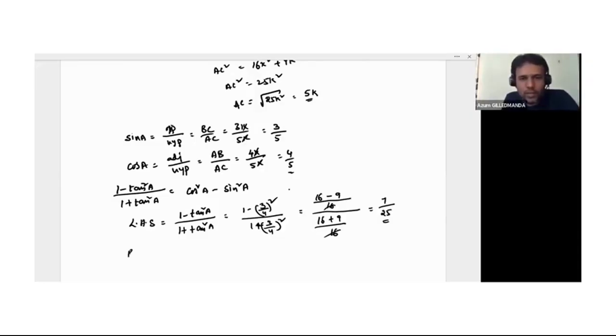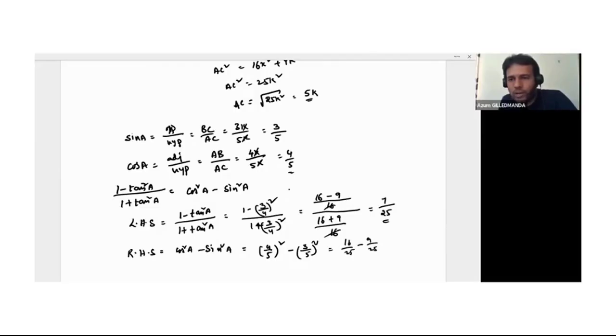Now take the right-hand side and find the value, RHS. What was the RHS? Cos square A minus sin square A. We know the sin A and cos A values, right? Cos A is 4 by 5, so 4 by 5 whole square minus sin A, which is 3 by 5 whole square. This is 16 by 25 minus 9 by 25. So the LCM is 25 and 16 minus 9 is 7, so 7 by 25. I got both the same values, left hand side and right hand side.